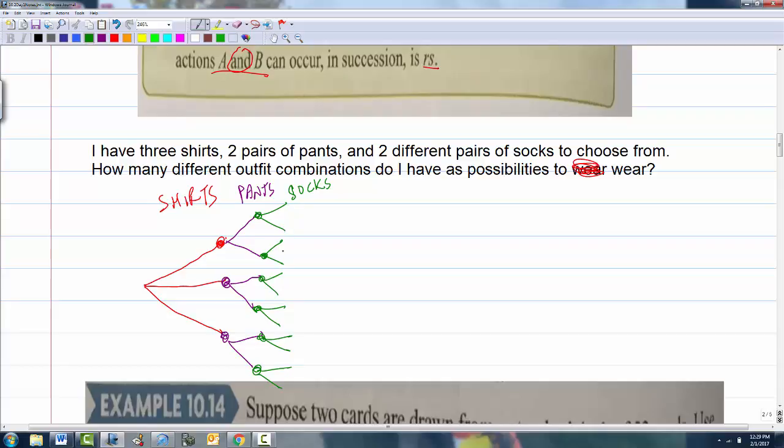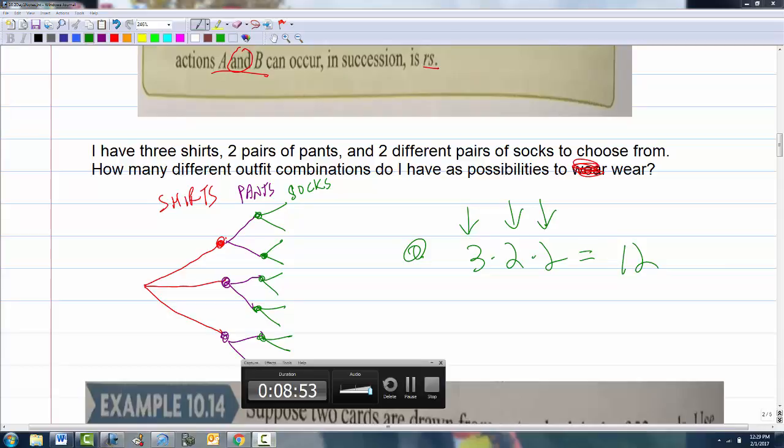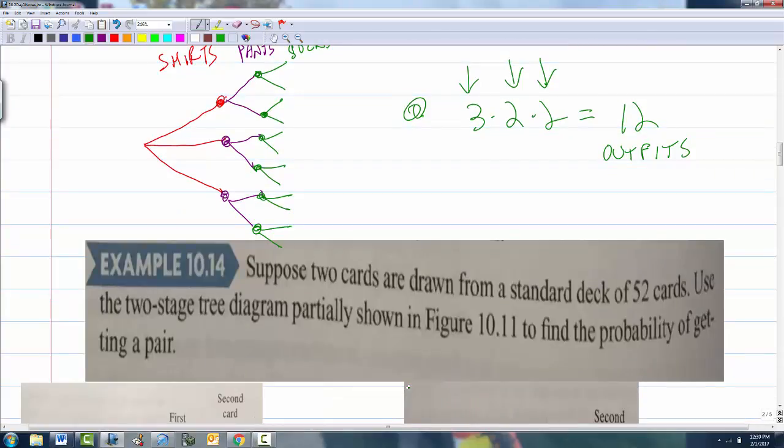How many different outfits can I walk out the door with? 12. Sorry. 3 times 2 times 2. 3 possible shirts to choose from, 2 possible pants, 2 possible socks. Like I say, the tree diagram just shows you how this ends up occurring, what possible outfits you end up having.